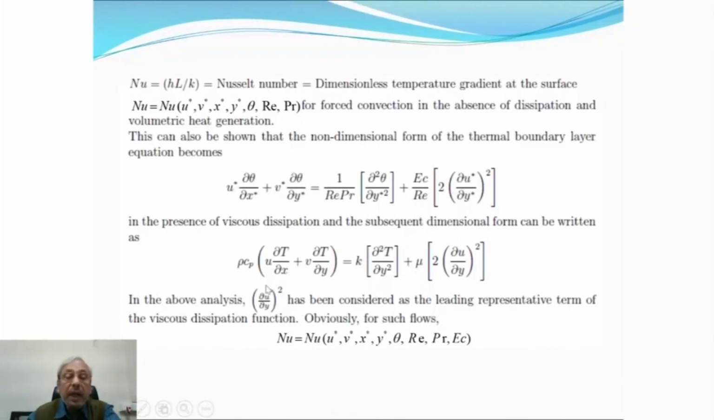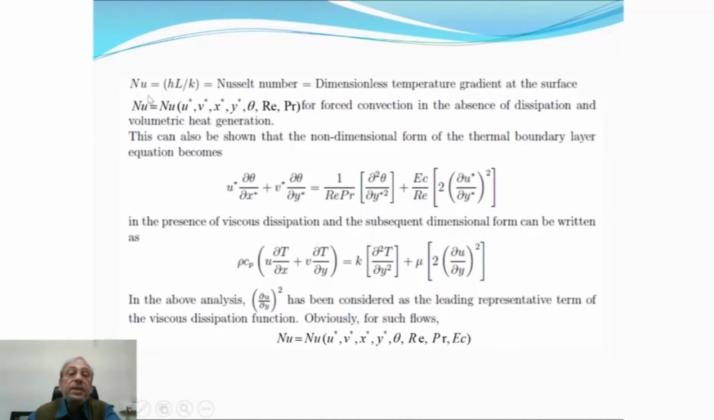So in the above analysis, del U del y square has been considered as the leading representative term of the viscous dissipation function. I have already explained it. So in such a case, the Nusselt number becomes a function of U star, V star, X star, Y star, theta, Reynolds number, Prandtl number and Eckert number.